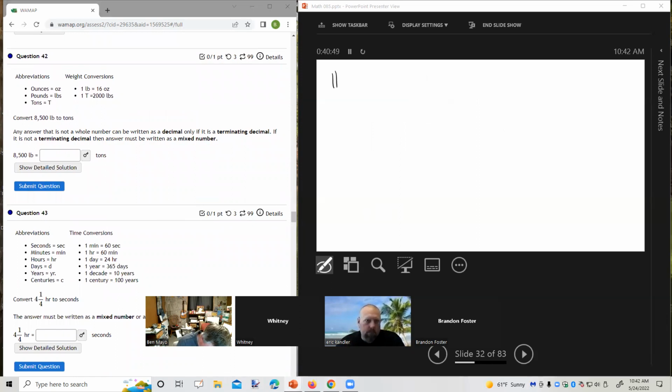42. Convert 8,500 pounds to tons. 8,500 pounds to tons. Roadmap. I can go straight from pounds to tons. So 8,500 pounds to tons.